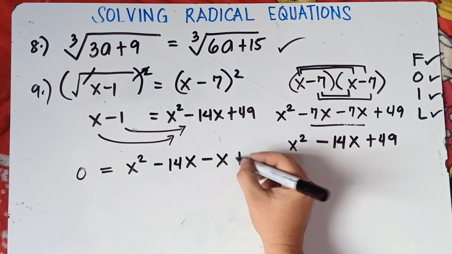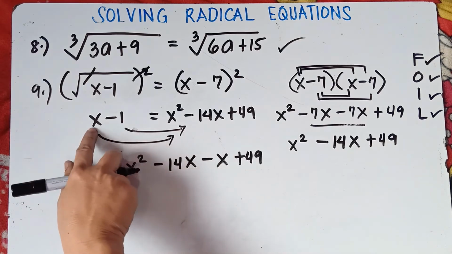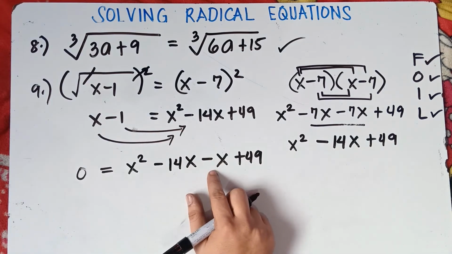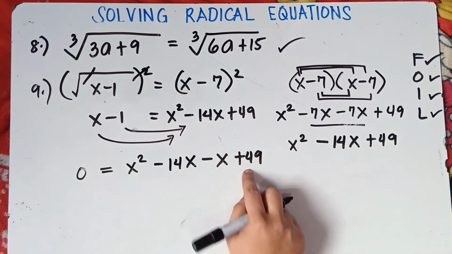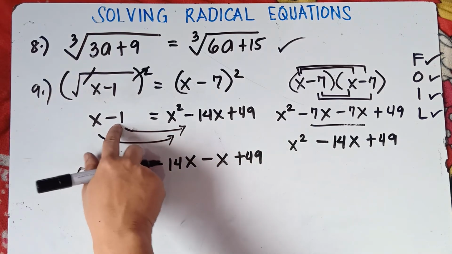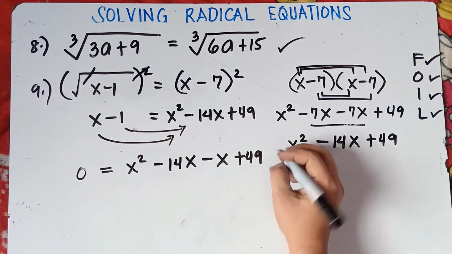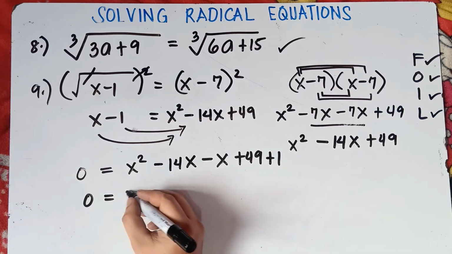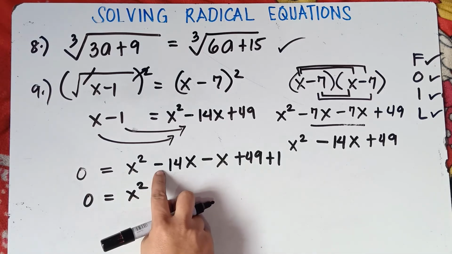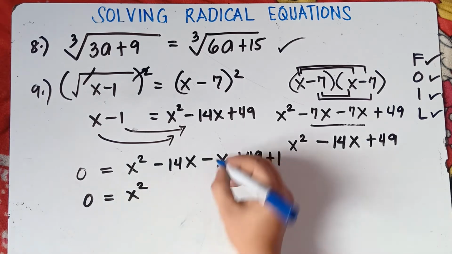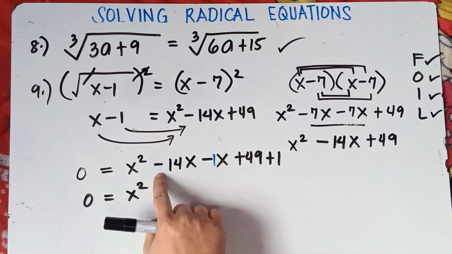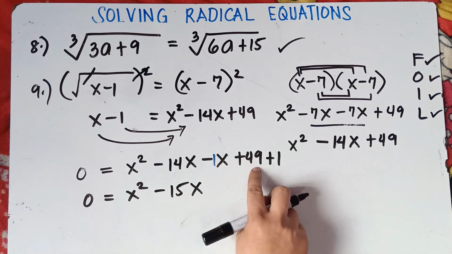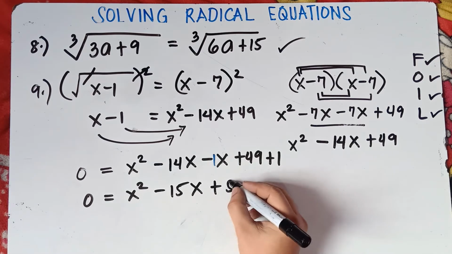Then copy 49. Once again, this x is positive. You transpose this one from left to right. It will be negative x. Then copy 49. Then 1 is negative 1. You transpose this one from left to right. It will be positive 1. And this will be 0 equals x squared. Negative 14 minus x. Understood that there's 1 here. So negative 14 minus 1, that's negative 15. Copy x. 49 plus 1, that is 50.